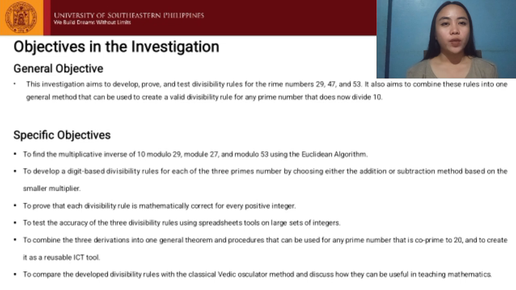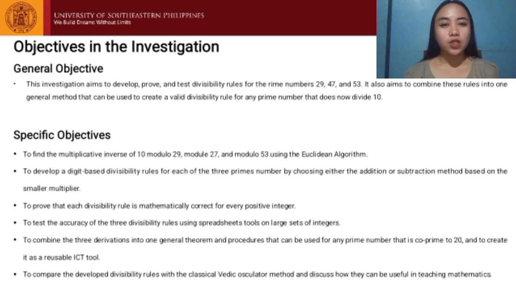And also, we have 6 specific objectives. First is to find what we call the multiplicative inverse of 10 for each of the numbers 29, 47, and 53 using a method called the Euclidean algorithm. Second is to build a digit-based divisibility rule for each of the 3 prime numbers, choosing whether to add or subtract based on which method uses the smaller multiplier.